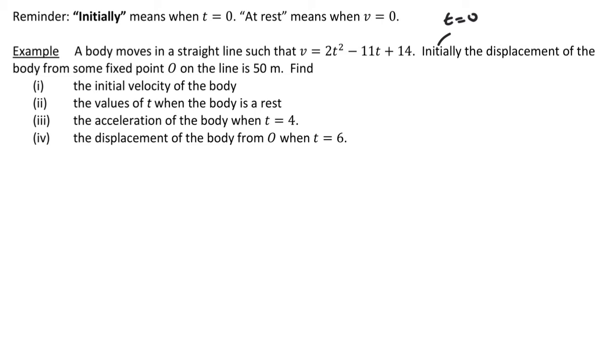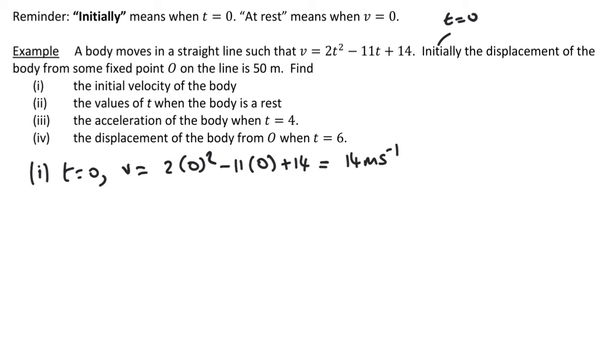The displacement of a body from some fixed point O is 50 meters. Find the initial velocity. Initial velocity then, so t equals 0. V equals 2 times 0 squared minus 11 times 0 plus 14, which is 14 meters per second.